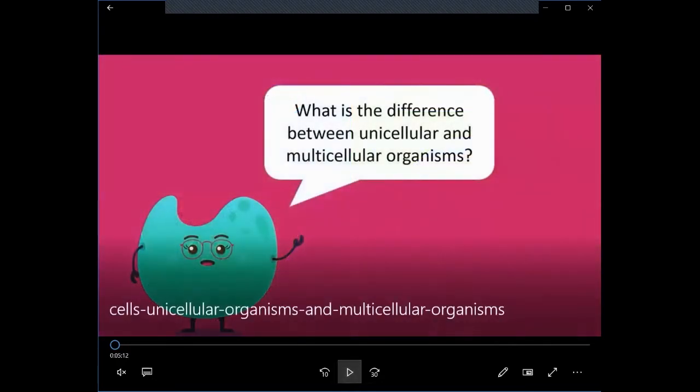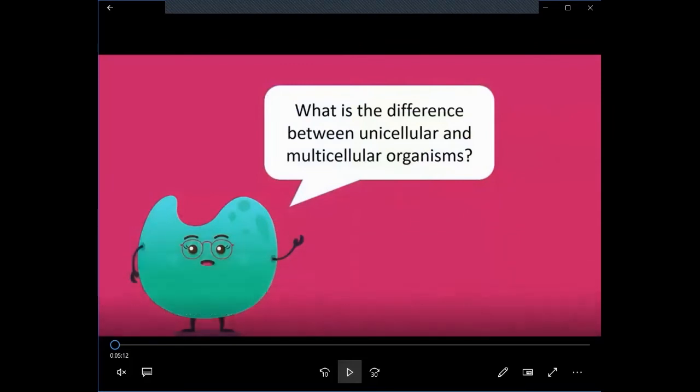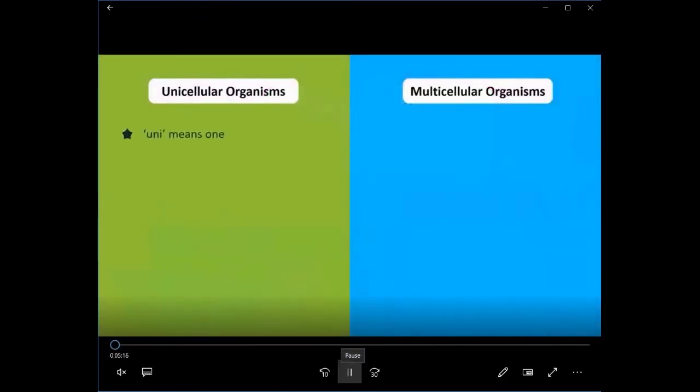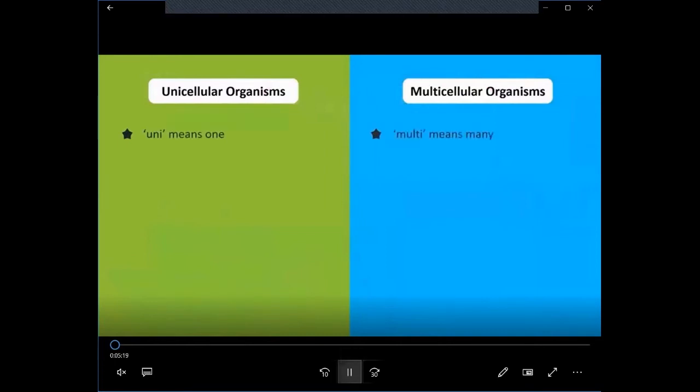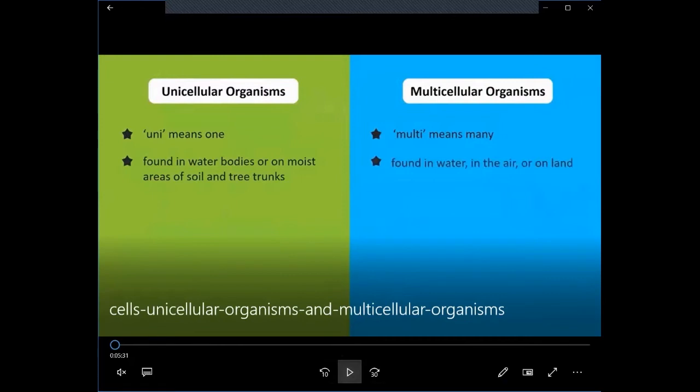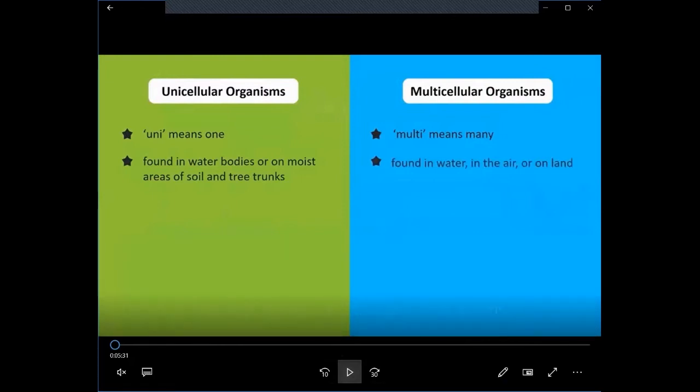So what is the difference between unicellular and multicellular organisms? Let's compare them. Unicellular, uni means one, multi means many. Unicellular organisms are found in water bodies like the sea, rivers, lakes, and ponds, or on moist areas of soil and tree trunks, while multicellular organisms are found in water like the fish, the eagle in the air, and the lion on the land.